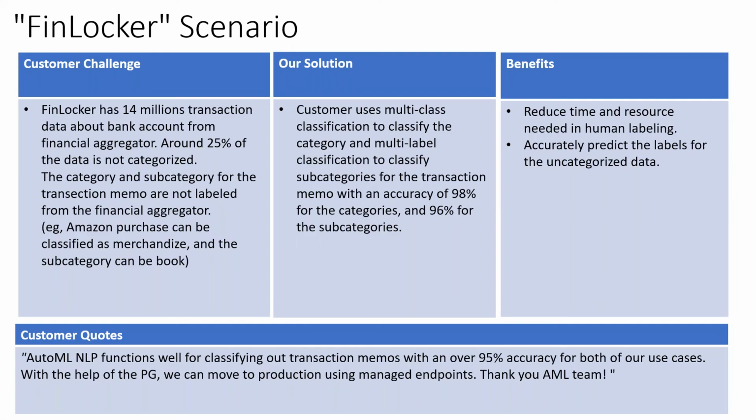So now I want to show a couple of different scenarios used by our customers. We have FinLocker as a customer of AutoML NLP. FinLocker is a fintech company, and they're using AutoML NLP to predict the labels for their transaction memos. They have 40 million transaction records about bank accounts from their financial aggregator, and they want to use AutoML NLP to predict the category and subcategory for the transaction memos that are not labeled. They are using multi-class classification to classify the main category, and then multi-label classification to classify the subcategories for the transaction memo. They achieve really high accuracy with this specific NLP model, and we have really good feedback from the customer because of the accuracy and also the ease of use.